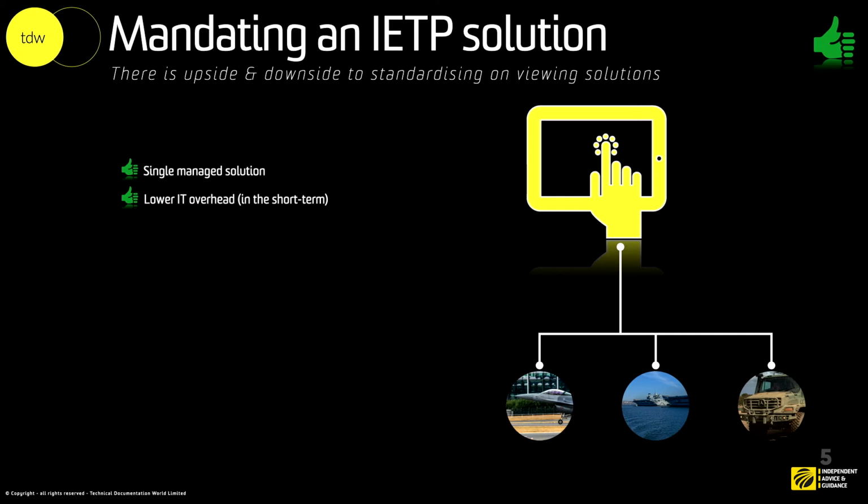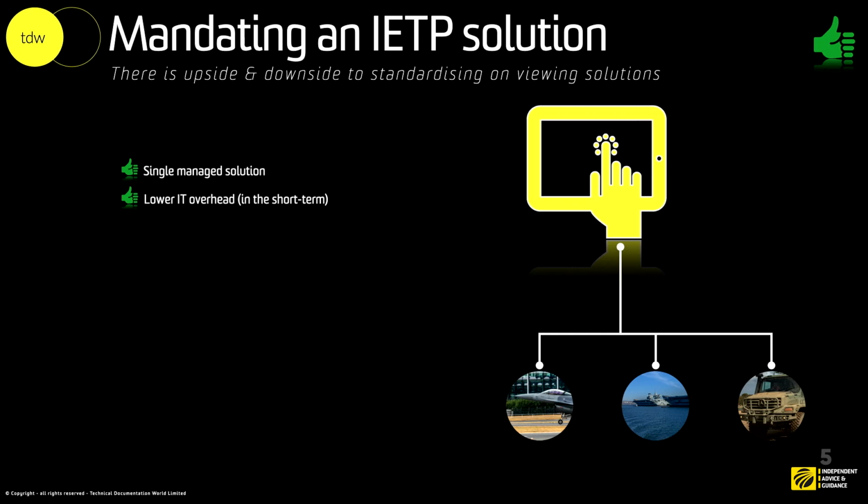And I've put in brackets here "in the short term", and I've done that for a very specific reason. That's where these props are going to come into play in the next couple of weeks. In the short term, yes, for sure, we can lower our IT overheads. But if we don't have an IETP strategy or an information strategy, we can actually increase our IT overheads over the years as the product matures, and as the technology that supports the technical publications changes.